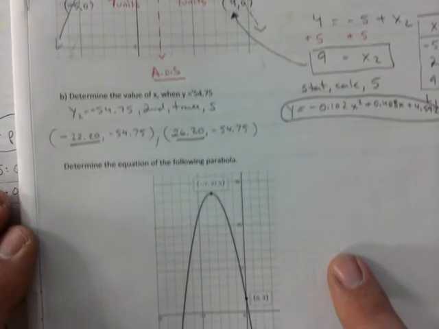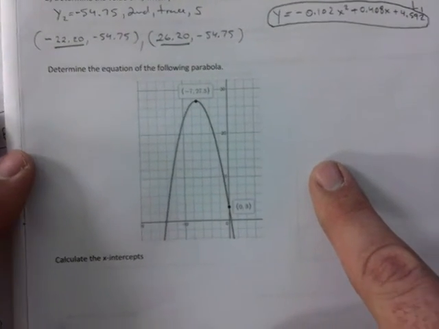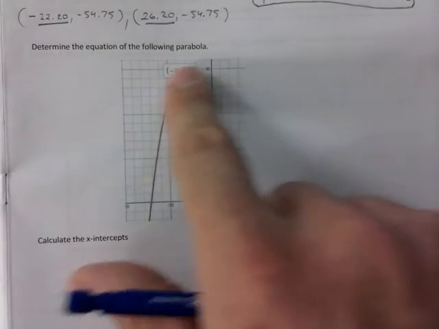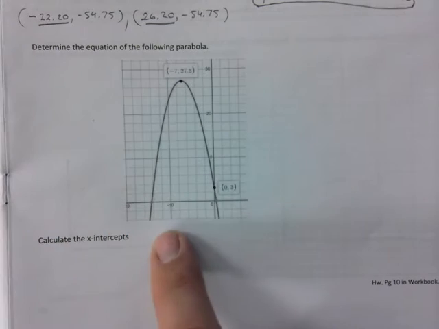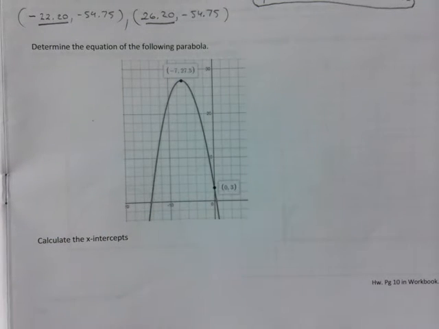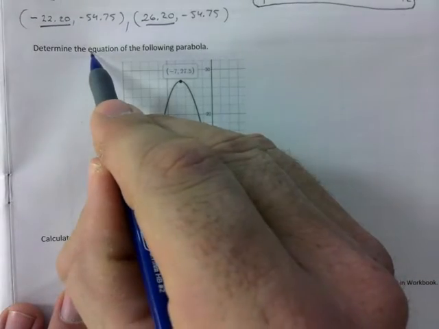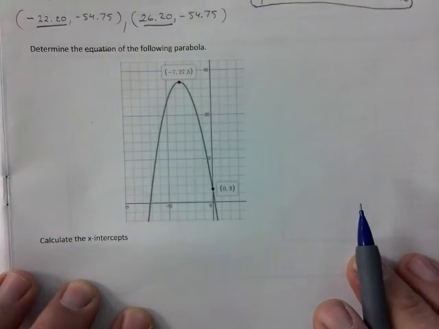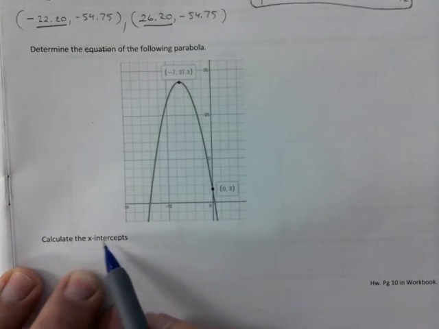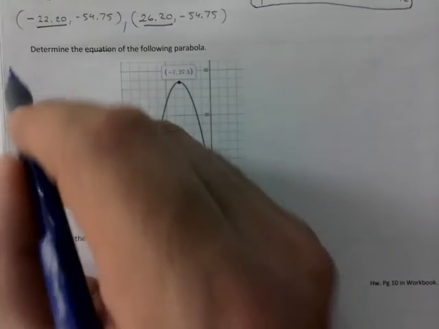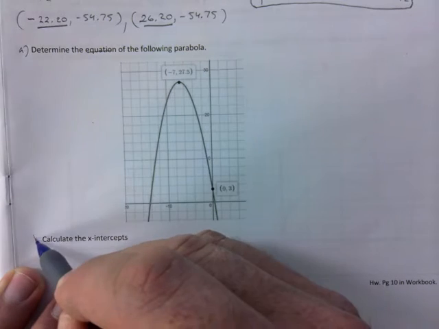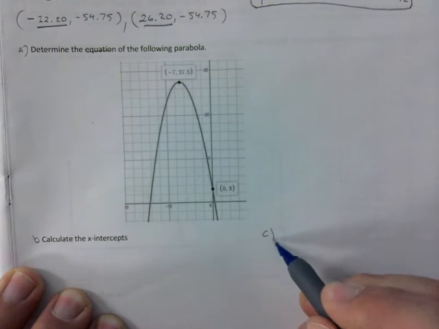Now I give you one that has a graph. It's already graphed. Would you be able to come up with the equation just by looking at this graph and applying what we've just learned? Okay. Remember the axis of symmetry. Remember the equation for axis of symmetry. So I want you to find the equation. Okay, that's your first step. Then calculate the x-intercepts. So this would be A, B, and watch for C here.